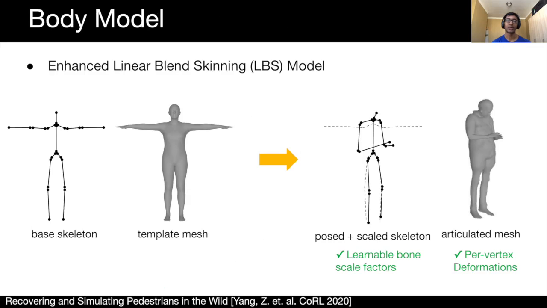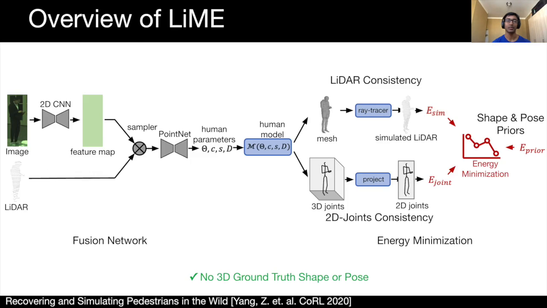Essential to our method working with a single template mesh is our use of an enhanced linear blend skinning model to represent our shape prior. While past work used learned simple body model parameters, we instead enhanced the LBS template mesh with learnable bone scale factors and per vertex deformations to capture the full range of poses and appearance. We now need to use the in-the-wild sensor data to predict our body model's parameters.